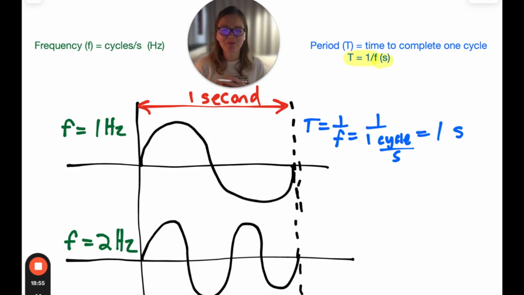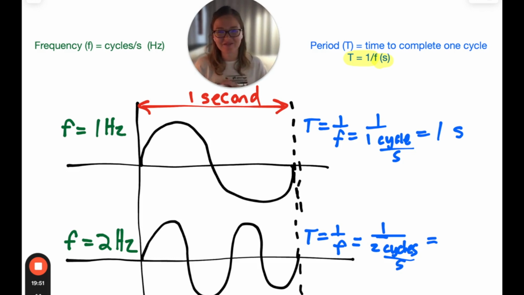Okay, now what's going to be our period of our second wave here? Well, we could do it just by looking at the graph and saying how many seconds does it take to complete 1 cycle. So if we look here, notice that we complete 1 cycle after only half a second has passed. So our period would be half a second. If this was more complicated, we could also plug this into our formula where we know period is 1 over frequency. And we'd get 1 divided by 2 cycles per second, which would ultimately just give us half a second.